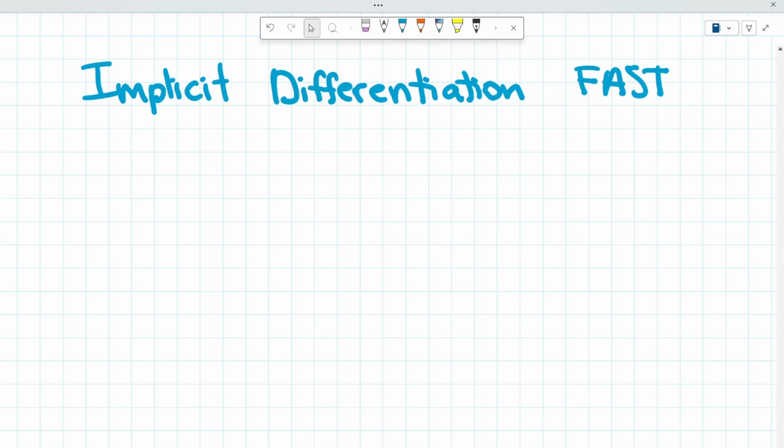Okay, so I just released a full crash course on implicit differentiation, so be sure to check that one out if you want a full step-by-step guide. Today, we're just going to be considering an example, and we're going to be doing it fast.